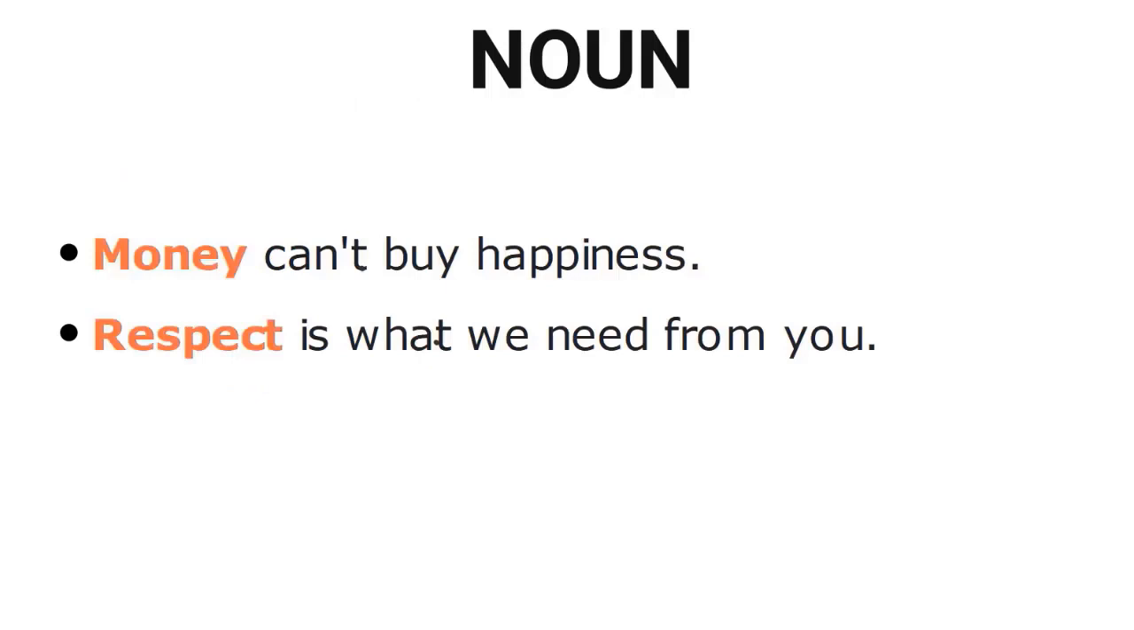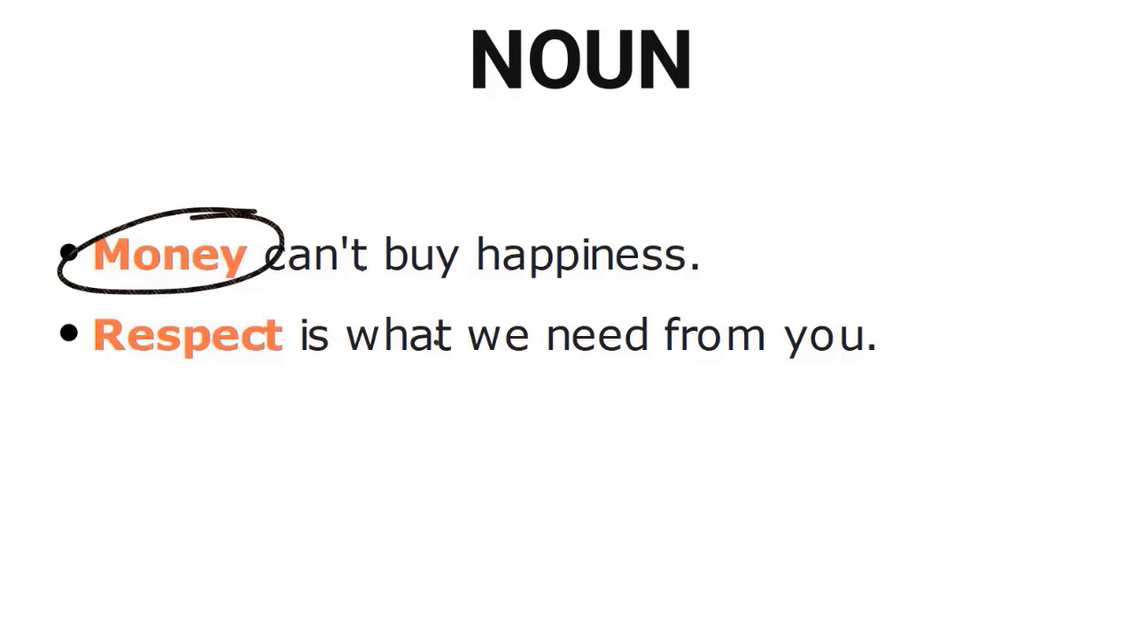Let's take some examples and understand how these things function as the subject of a sentence. Number one, noun. Money can't buy happiness. So money here is the simple subject. It's just a subject, all right? Working as the subject. And it's a noun, abstract noun. Respect is what we need from you.